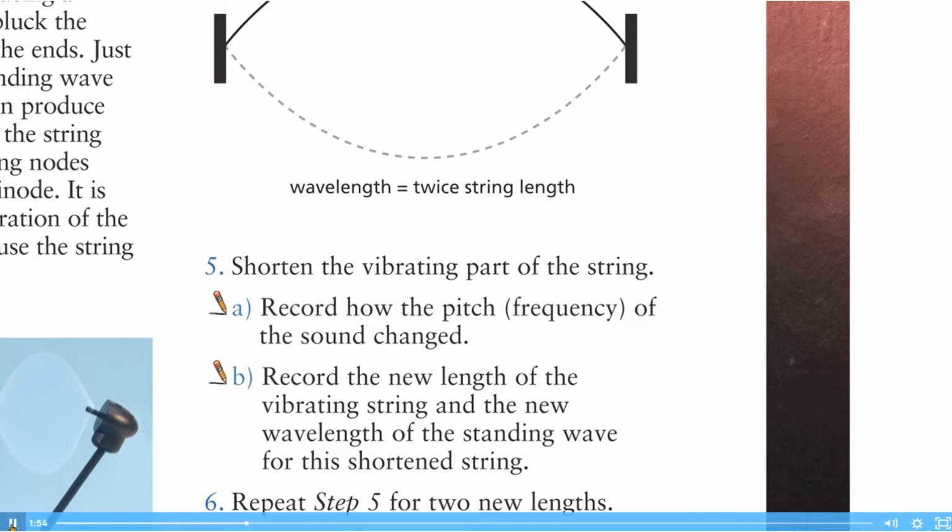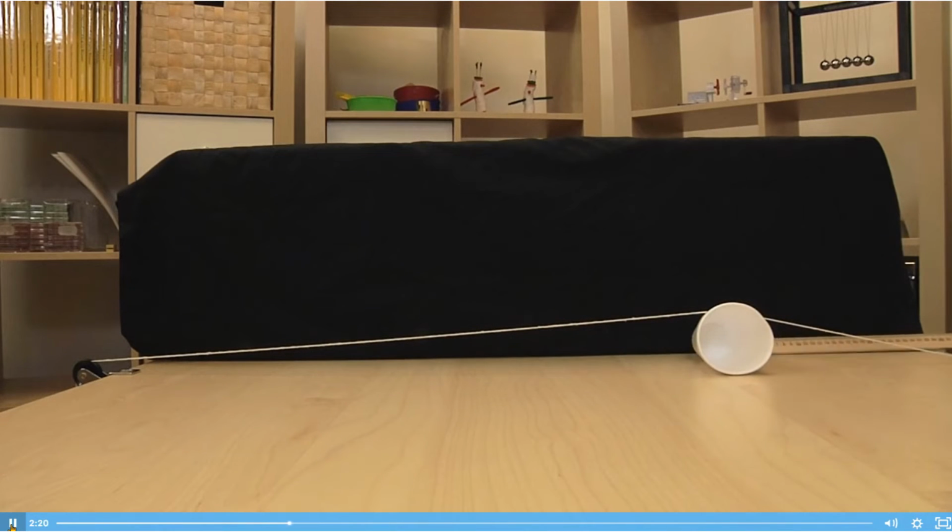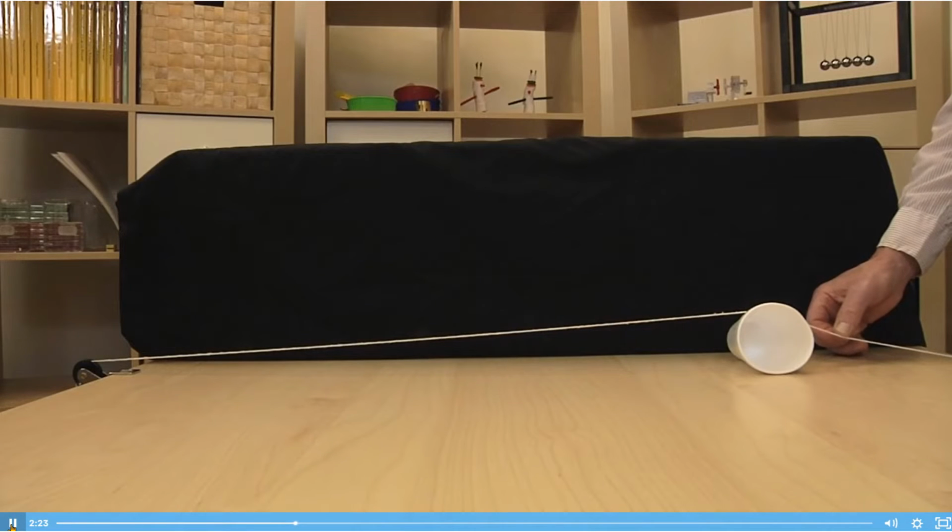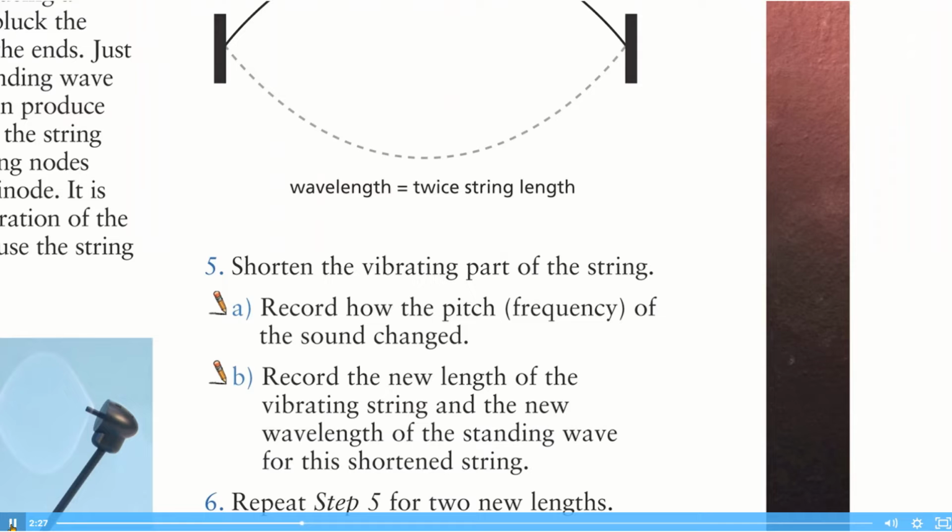5A. Record how the pitch frequency of the sound changed. 5B. Record the new length of the vibrating string and the new wavelength of the standing wave for this shortened string. We're going to reduce the length of the string to 25 centimeters. And once again, plucking the string. 5A. Record how the pitch frequency of the sound changed. 5B. Record the new length of the vibrating string and the new wavelength of the standing wave for this shortened string.